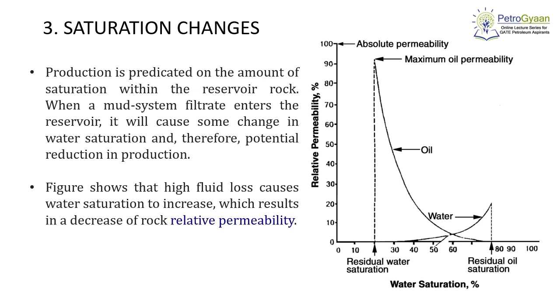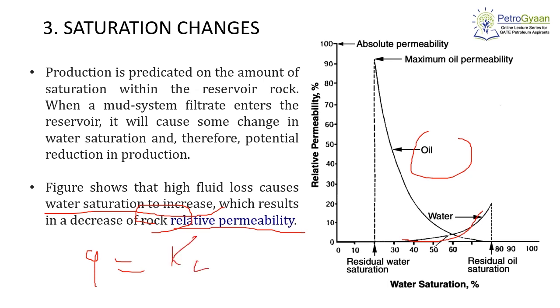As you can see in the figures, high fluid loss causes the water saturation to increase, which results in a decrease in the relative permeability of the oil. You can see in the figure that as the water saturation increases in the reservoir, the relative permeability of the rock towards the oil will decrease. Based on Darcy's law, flow rate is proportional to the relative permeability of oil, so if the relative permeability of oil decreases, then the flow of fluid will also decrease.